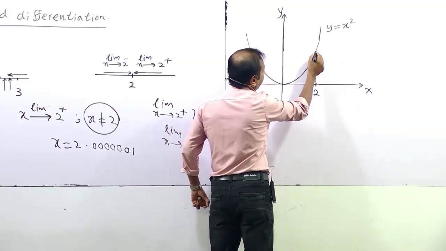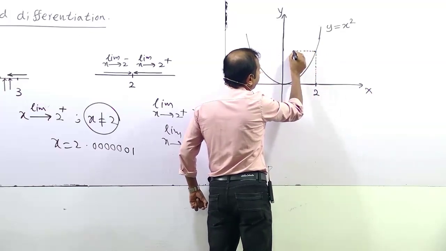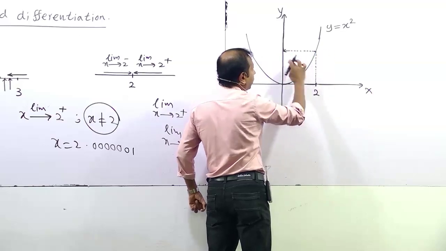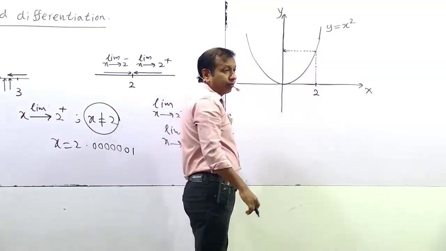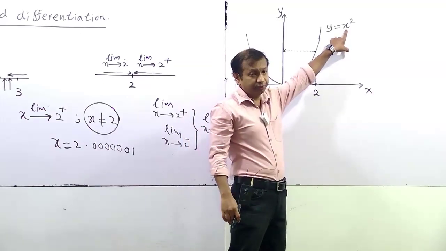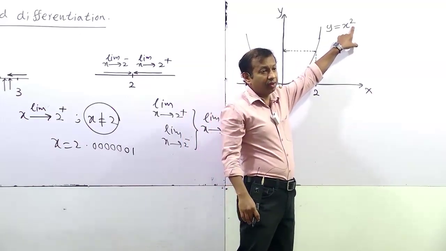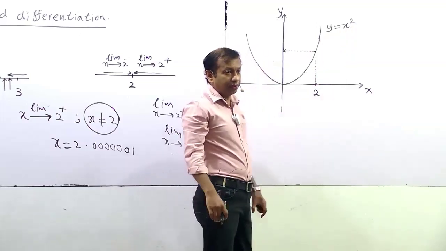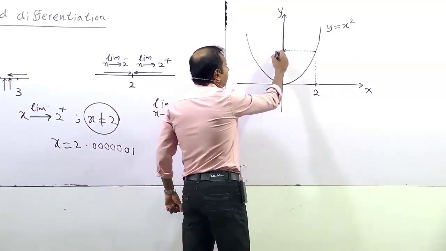At x equals 2, let us calculate the y. Y means this height. That you can calculate directly, put in x equals 2 here. Then 2 squared, it is y equals 4. Right? Therefore, this is 4.